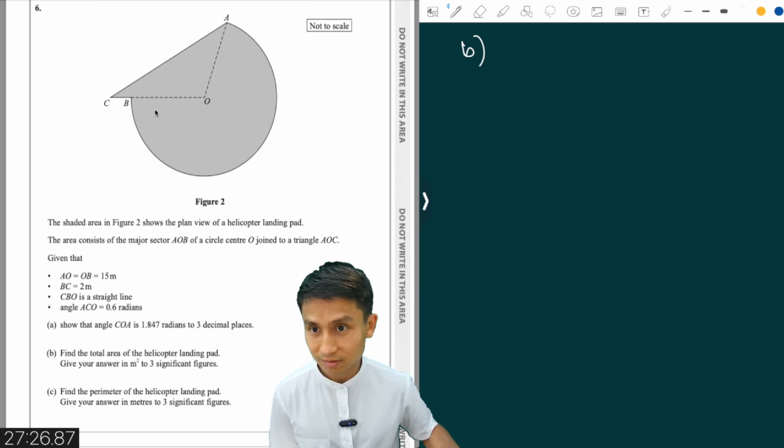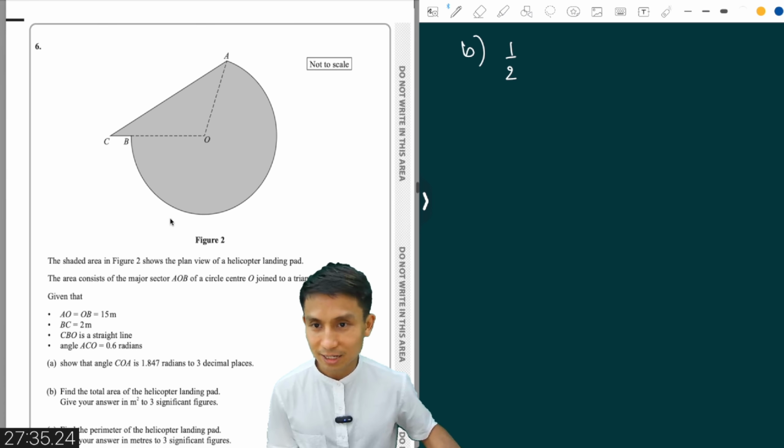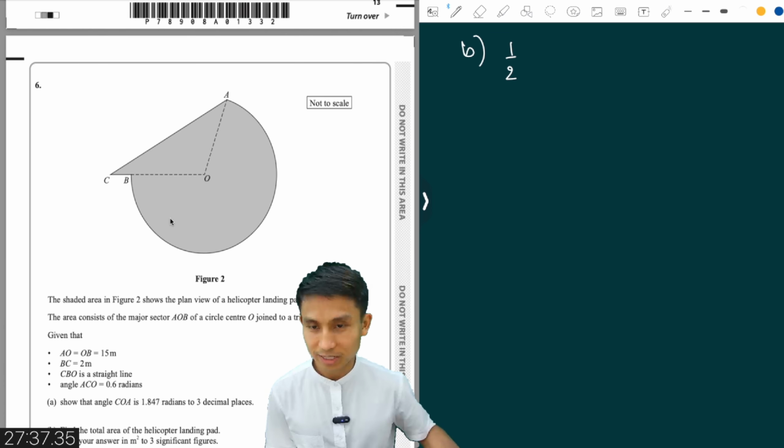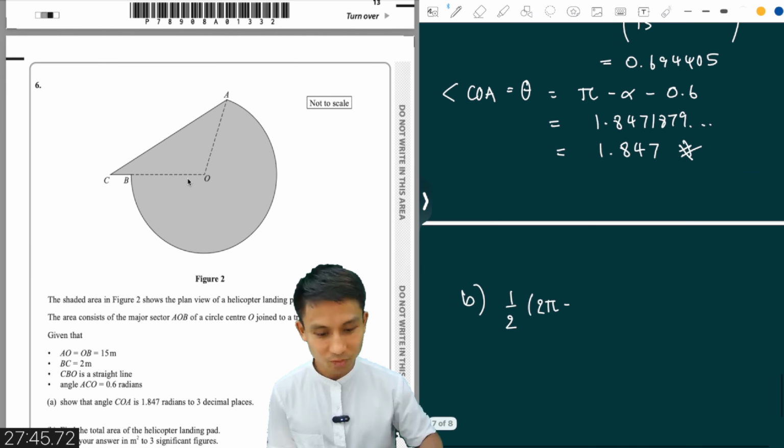This is a major sector, right? It says major sector. So that's just 1 over 2 theta, which is this major angle. You've got to be careful. You've got to do 2 pi minus that angle we had earlier, this one.